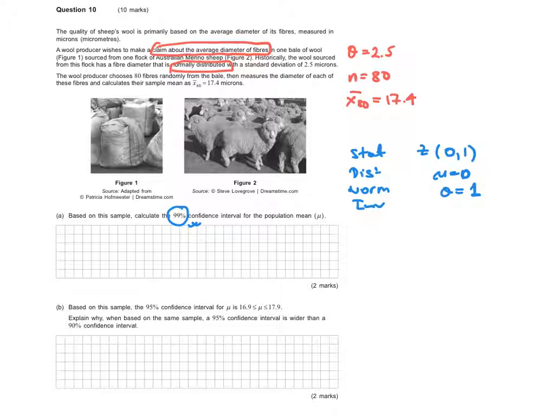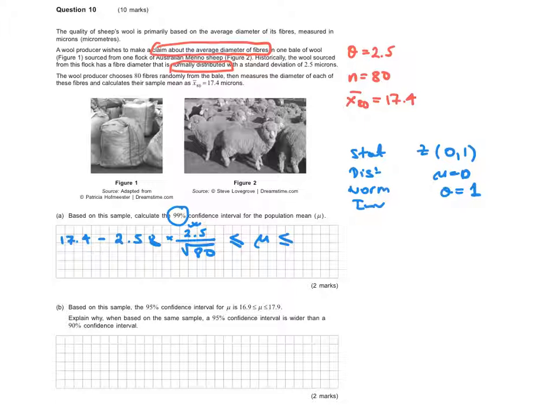So you can calculate this for any confidence interval. The question has 2 marks. What I would do is substitute the values, so x bar first, which is 17.4, then take away the value of Z, 2.58, times standard deviation 2.5 over the square root of sample size 80, less than or equal to the mean, less than or equal to the right hand side.